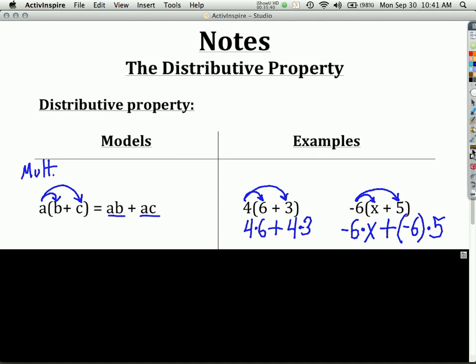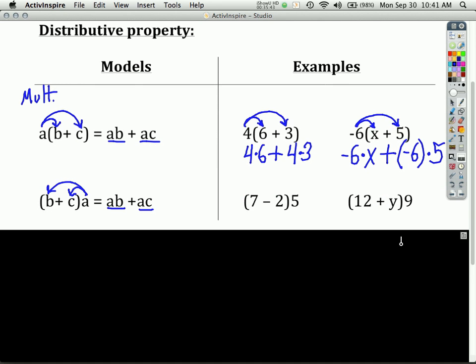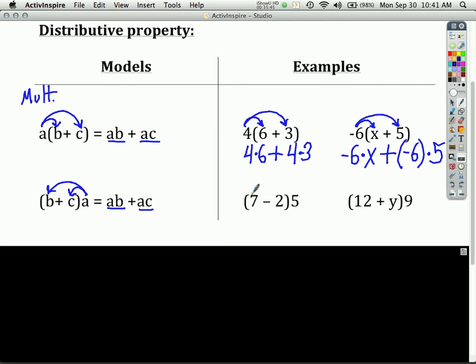It's also the same thing if it's going in the opposite direction. If it's going in the other direction, it's still the same thing. This one has a subtraction symbol in between. So we've got 5 times 7 and 5 times 2, but there's a subtraction sign. So it's 5 times 7 minus 5 times 2. And again, this is multiplying. Okay?